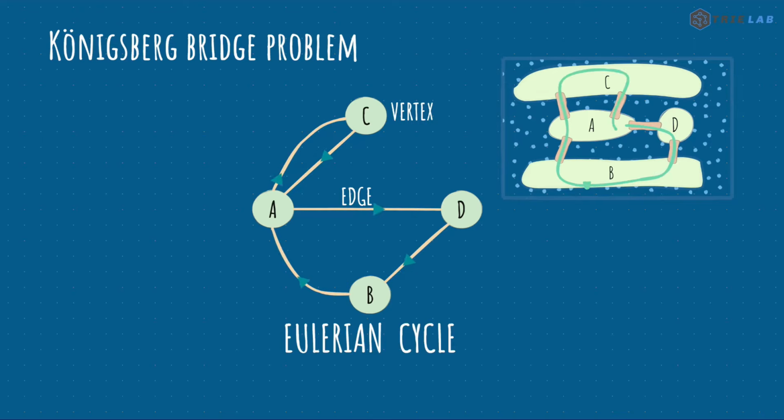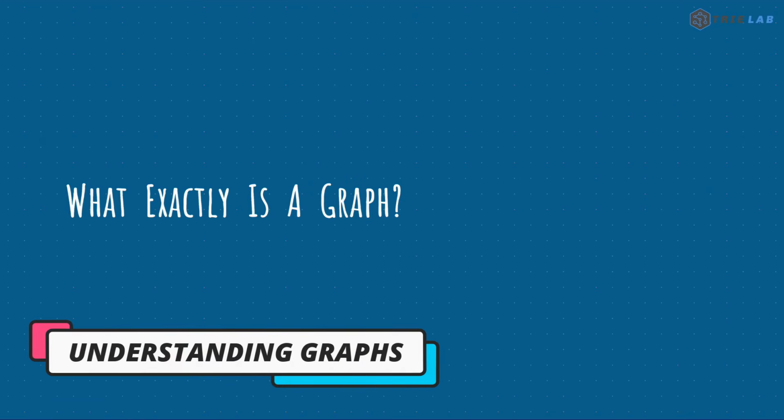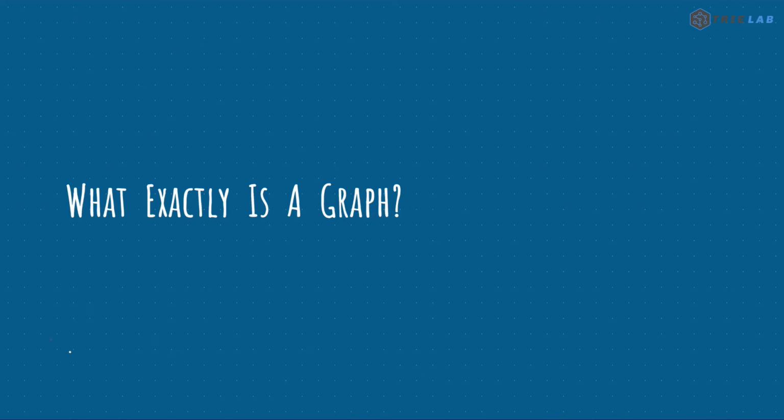Now that we have taken a look at the history of graphs, let's ask the obvious question. What exactly is a graph? We all know that graphs are nodes and edges, right? And they have some kind of relationship between them. But what exactly are they? Why do we represent them, and what does it signify? Let's break it down with a simple example.